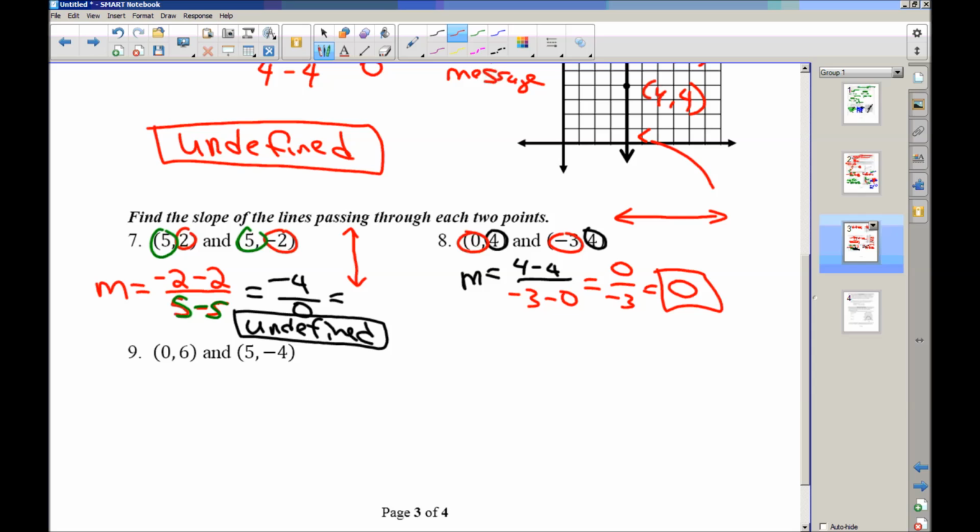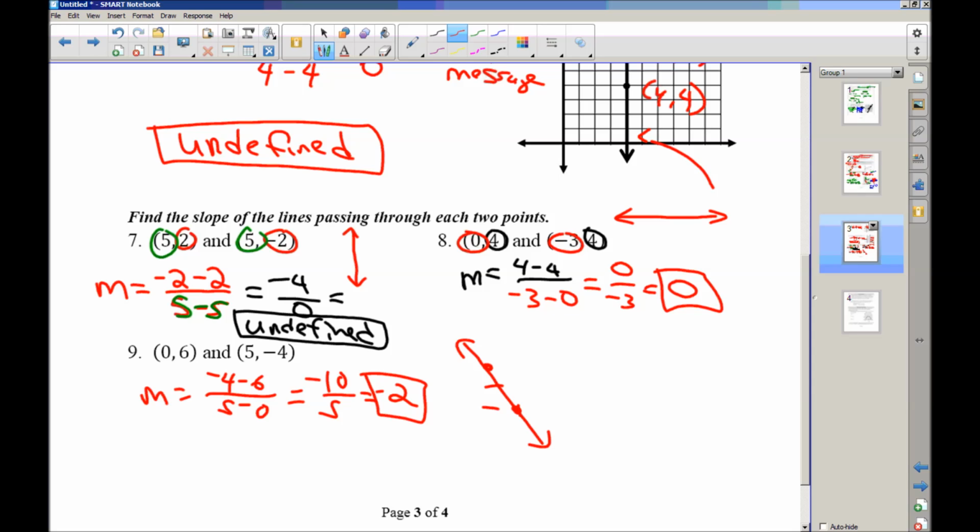Okay, 0, 6, and 5, negative 4. So my slope would be negative 4 minus 6 over top of 5 minus 0. So that gives me negative 10 over 5, which is negative 2. So the steepness value for this line is negative 2. That means it should be going downhill from left to right. So if I plotted a point, I would go down 2 and right 1 to get to a new point. And that means my little guy here is walking downhill from left to right.